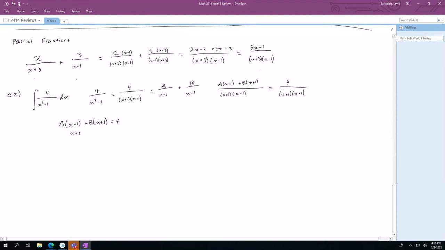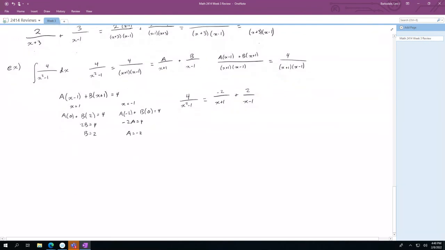So for x equal to positive 1, I have a times 1 minus 1, which is 0, plus b times 1 plus 1, which is 2, should equal 4. Or 2b should equal 4, which means b should be equal to 2. If instead I say x is equal to negative 1, well, now I have a times negative 2 plus b times 0 is equal to 4. So negative 2a is equal to 4, so a is equal to negative 2. Now all of a sudden I can write out that my original 4 over x squared minus 1 is equal to negative 2 over x plus 1 plus 2 over x minus 1.